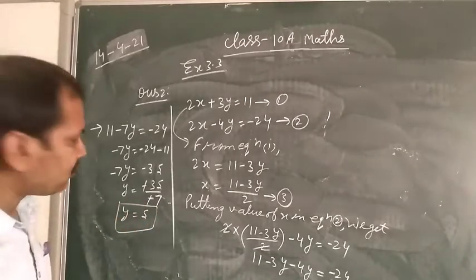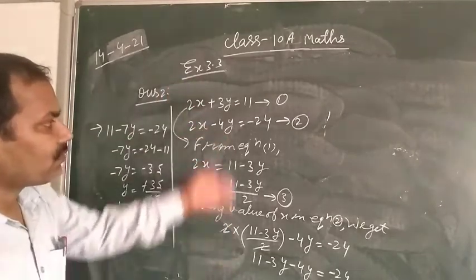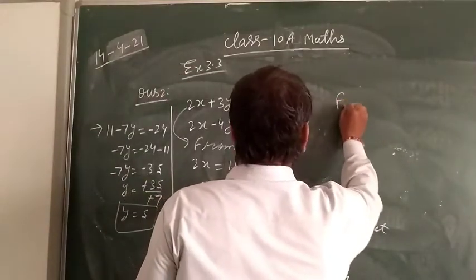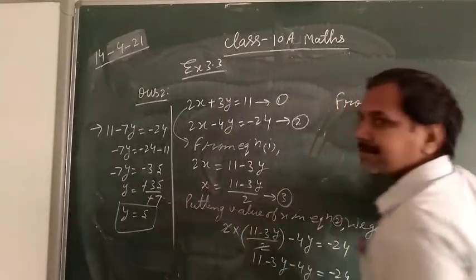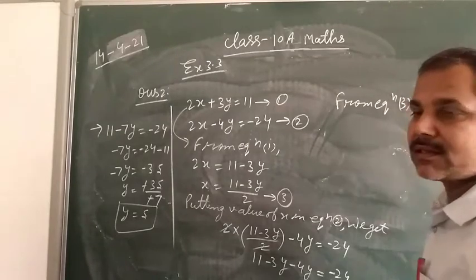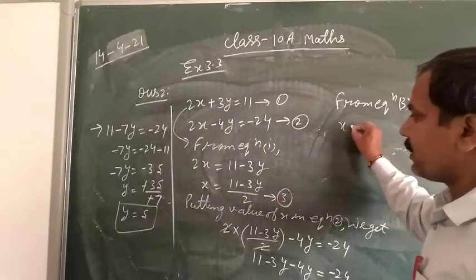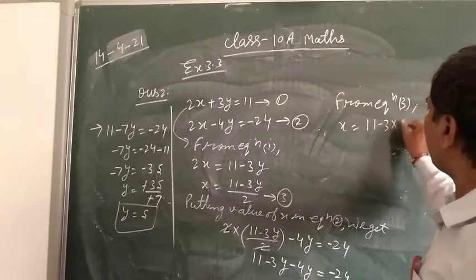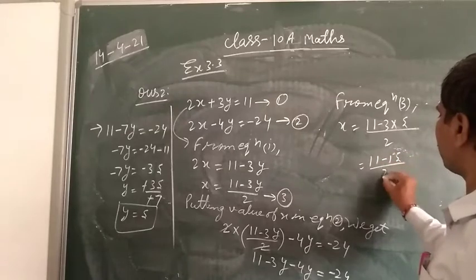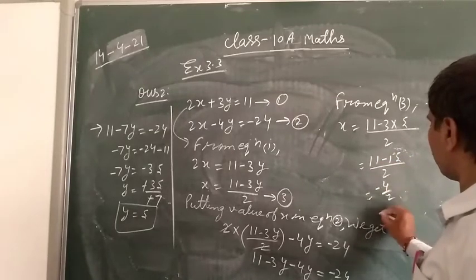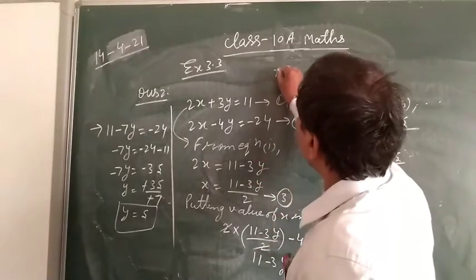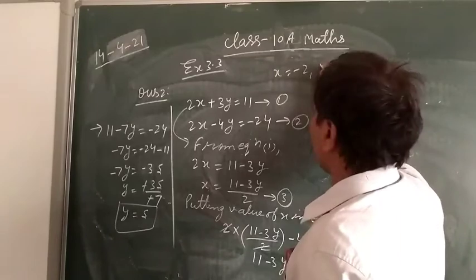Y value 5. Then putting the y value in any of equations 1, 2, 3. So from the third equation, we get x is equal to 11 minus 3y, y is 5. So 11 minus 15 upon 2, minus 4 upon 2, is equal to minus 2. So the solution is x is minus 2 and y is 5.